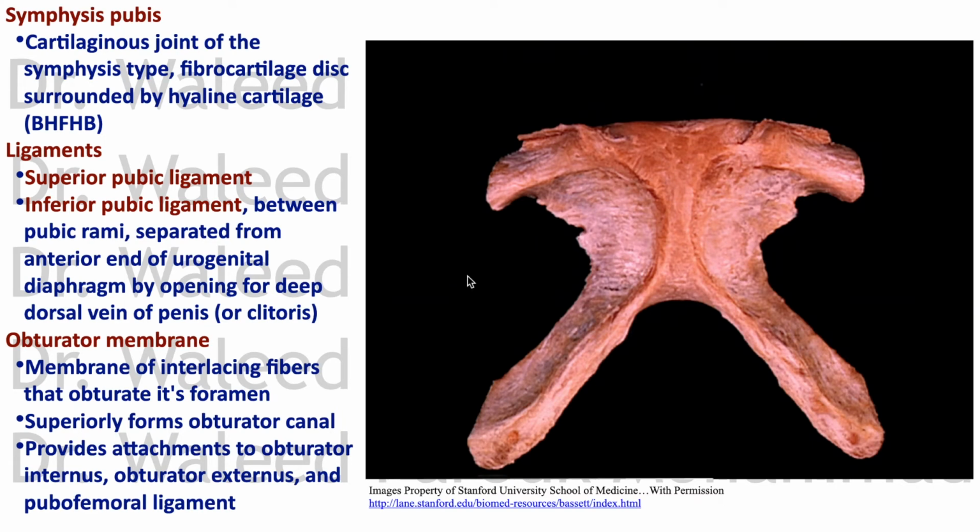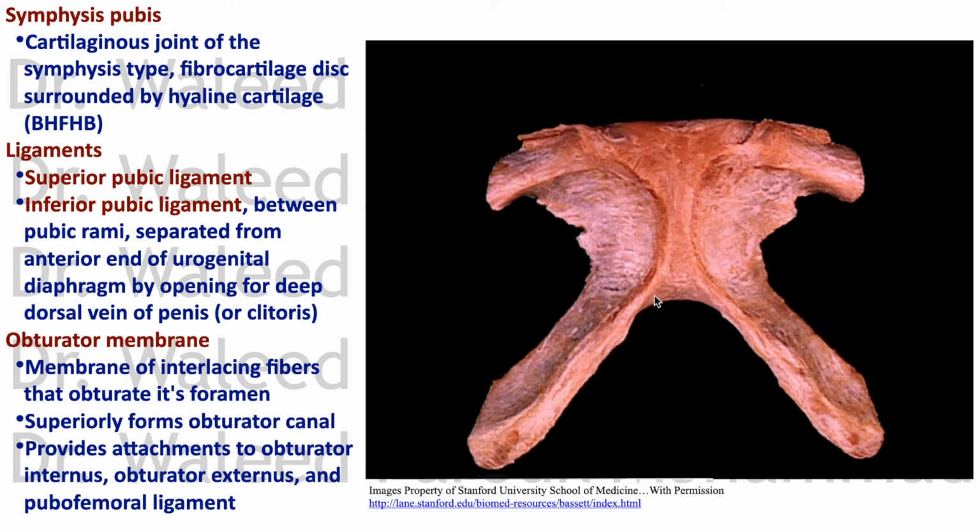Now we are left with the symphysis pubis, the one you see here. It's the two medial surfaces of the pubic bones, then a layer of hyaline cartilage on each, then a piece of fibrocartilage in the middle. I was asked about the arrangement of layers in the USMLE exam. Bone, hyaline cartilage, fibrocartilage, hyaline cartilage, bone. So it's a cartilaginous joint of the symphysis type.